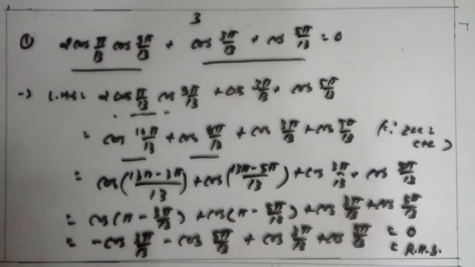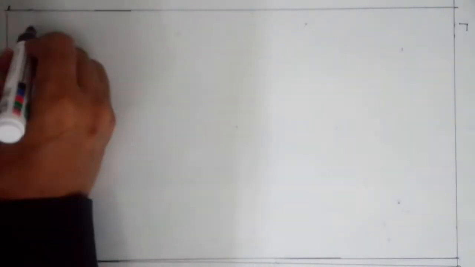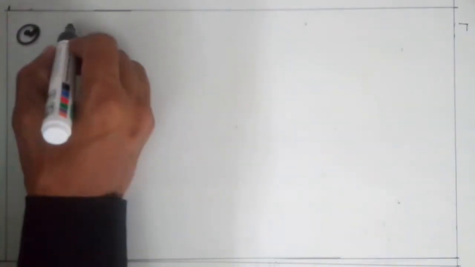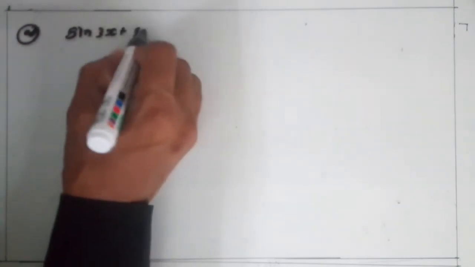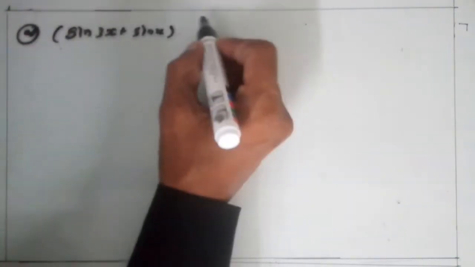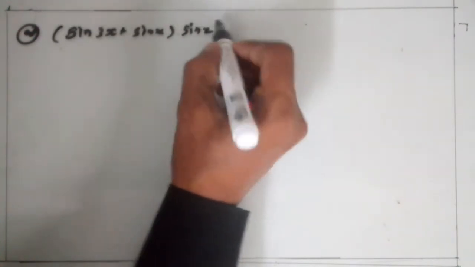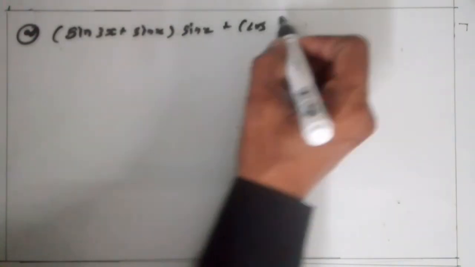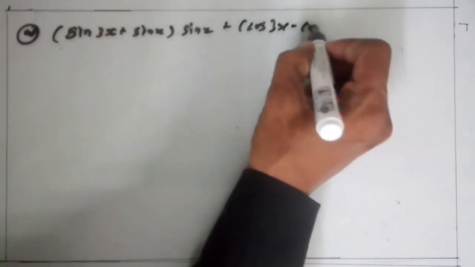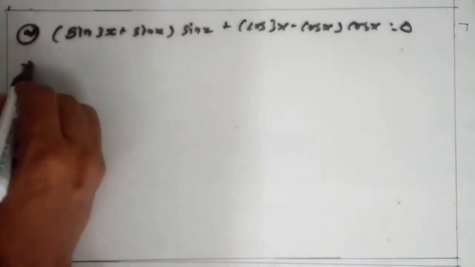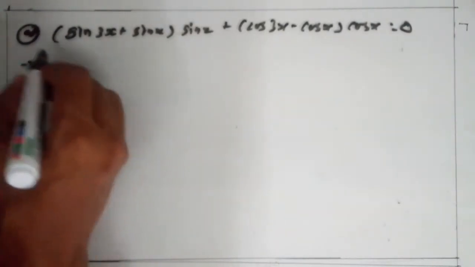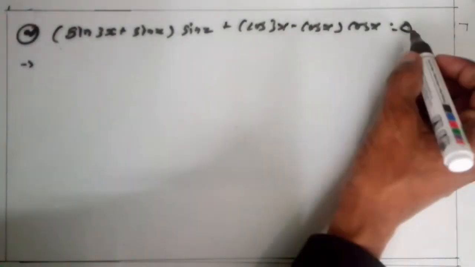Think how to solve this type of question. Now next, number 2: prove that (sin 3x + sin x) sin x + (cos 3x − cos x) cos x is equal to 0. Prove this. Here take the left hand side and get 0.